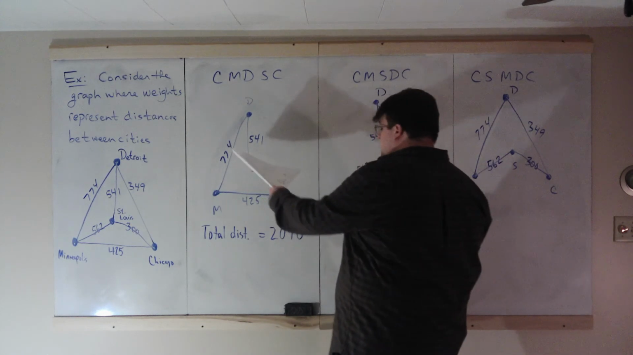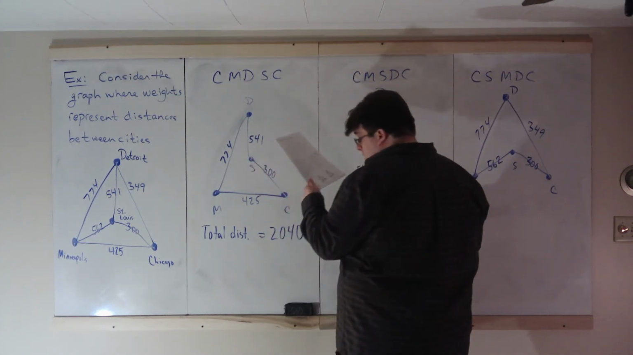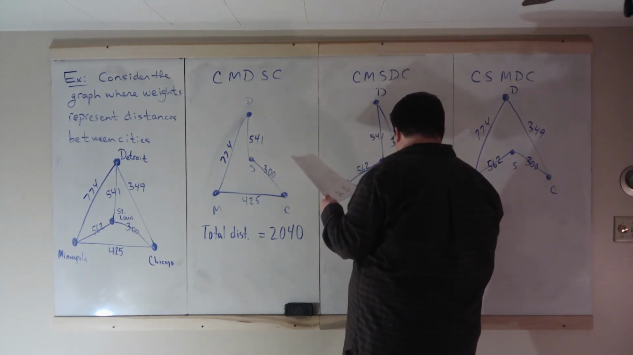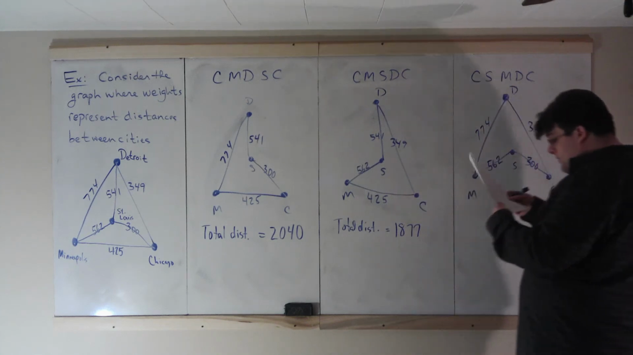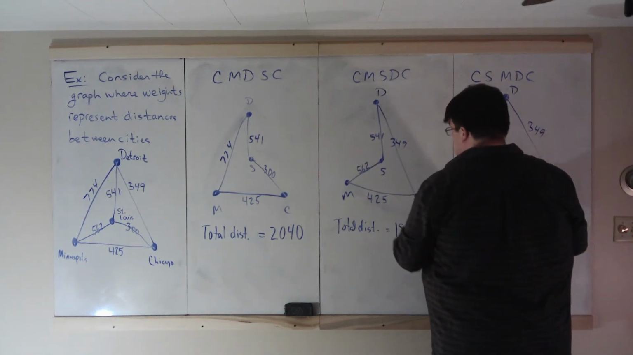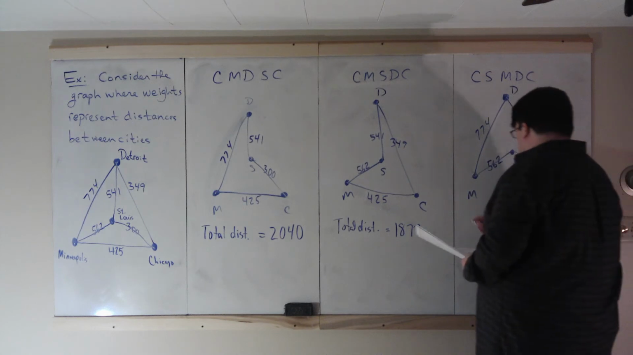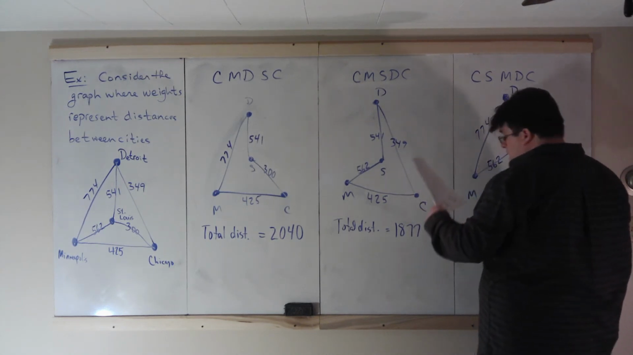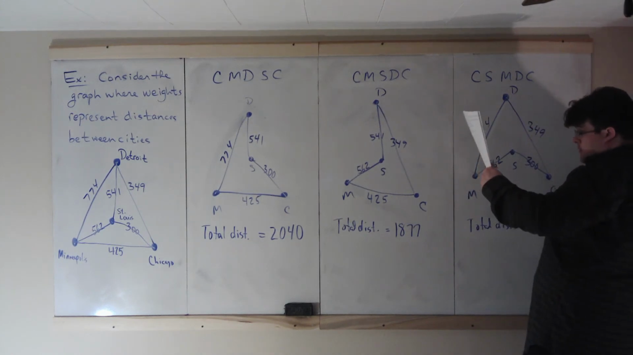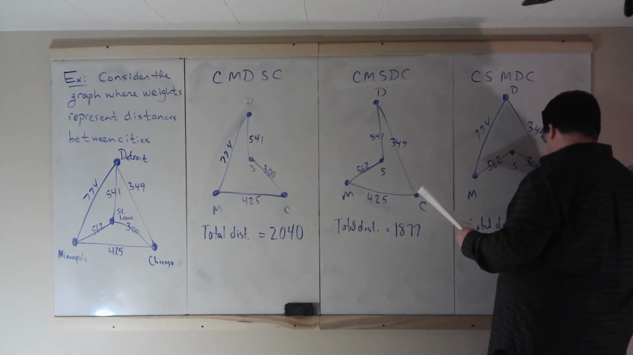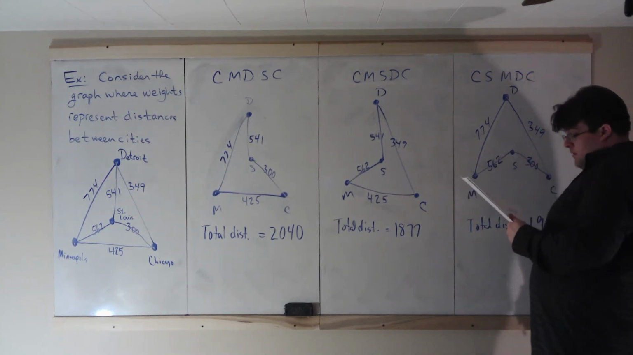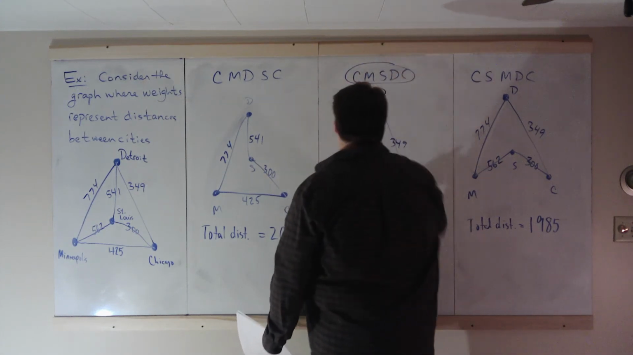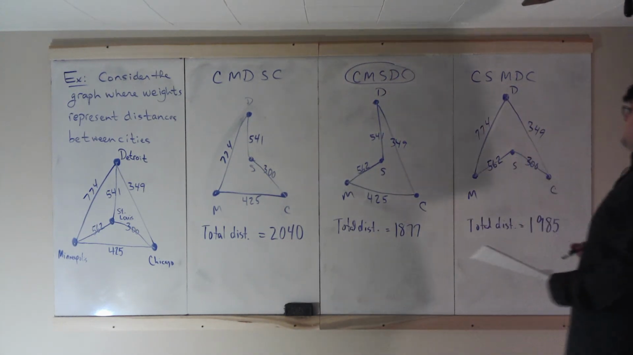total distance for the first one, add those together, you get 2,040 miles. I can't read my writing. What's that, an 18? Here, add them together, you get 1877. Yeah, that looks right. And here, total distance traveled is 1985. So that makes this one the one that you travel the fewest miles.